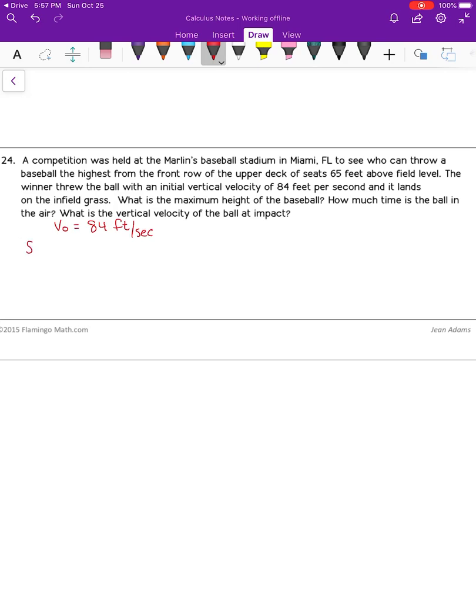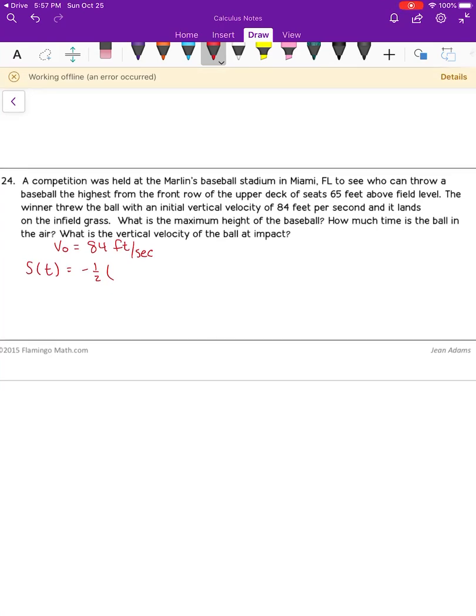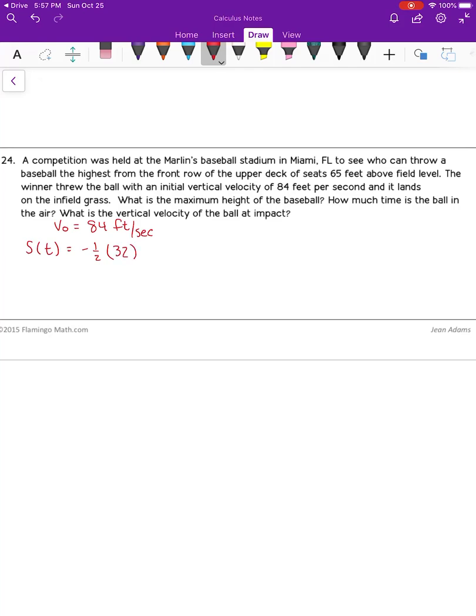Okay, so we are going to start by writing our formula. S of t equals negative 1/2 times, since it's in feet, 32 for gravity, times t squared, plus 84 times t, that's our v sub 0, plus our s sub 0, which was 65 feet, because it was 65 feet above the field level, and the ball landed at field level. So our position equation will be negative 16 t squared plus 84t plus 65.